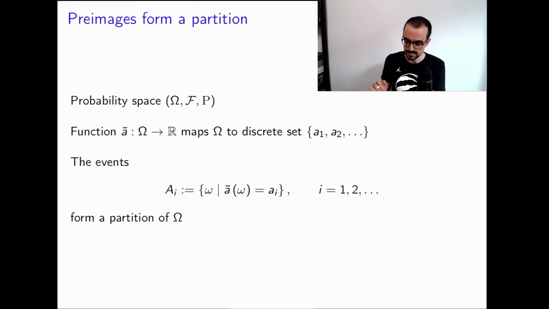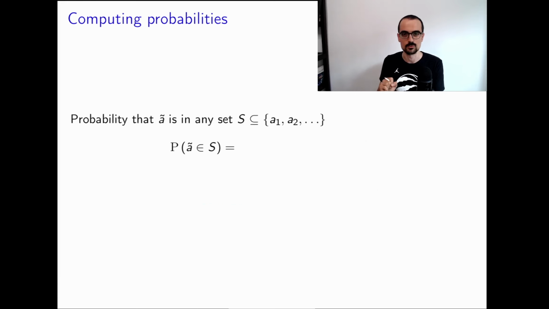So let's say we have a probability space and a function A that maps to a discrete set, and we consider the preimages. They form a partition of omega. I just realized that this slide is saying exactly what I explained in the previous picture. I had the following slide in mind, so forgive me for that, and let's move to that.